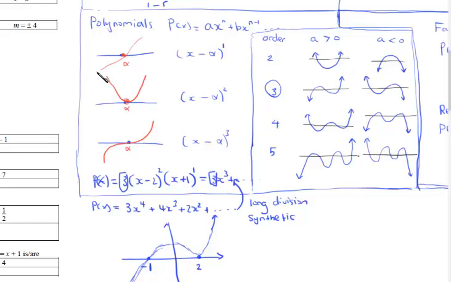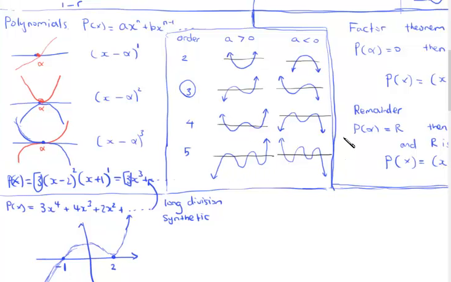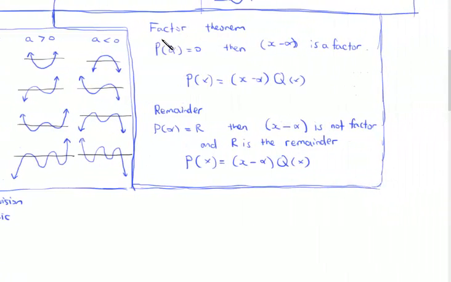So if the power is 1, then it just passes through. If it's squared, then it bounces off, either like that or like this. If it's power of 3, then it passes through, but in a flat manner. It becomes flat at the x-intercept. And this is for square, that's quadratic. This is upside down quadratic. This is cubic. This is quartic. This is quintic.